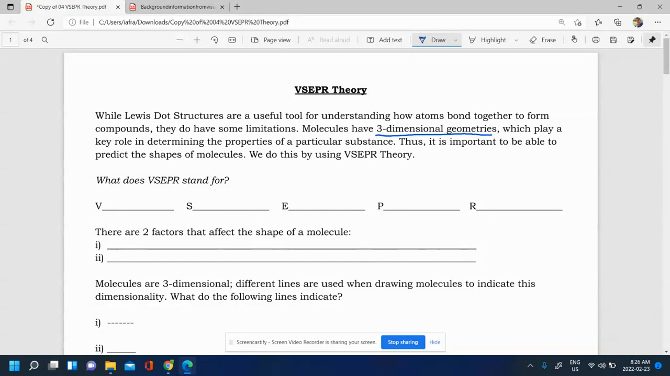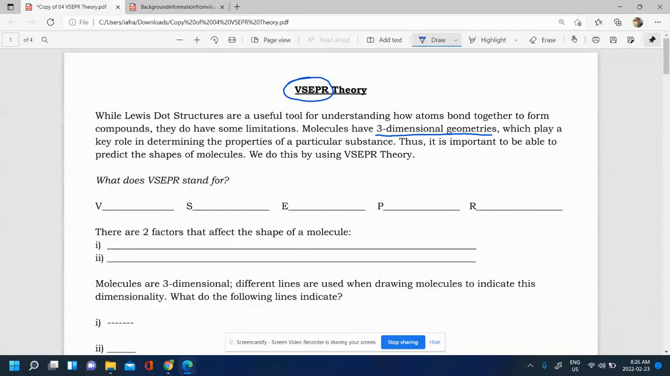And so from the way you draw the Lewis structure, you can actually get what the shape of a molecule is going to be from a three-dimensional point of view. And to figure out the 3D shape, we have a theory called VSEPR theory. And VSEPR actually stands for something.